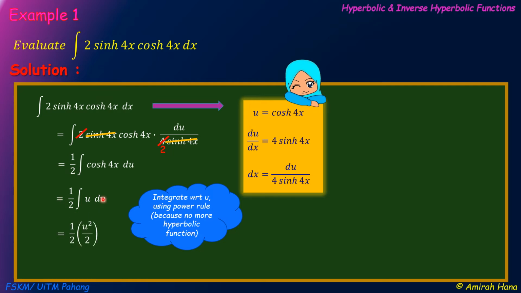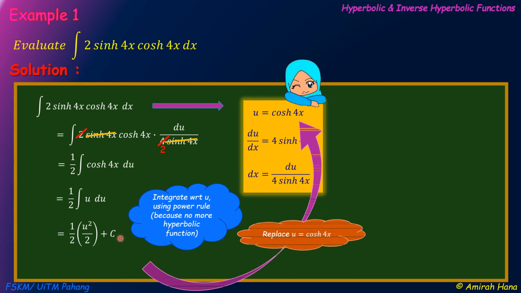When we integrate, we still have the constant half outside. Then we integrate u with respect to u using the power rule. So we have u squared over 2 plus c. After that, we need to replace u in terms of cosh 4x. Then we simplify, so we have 1 over 4. We replace u by cosh 4x, so we have cosh squared 4x plus c. Okay, you got it?